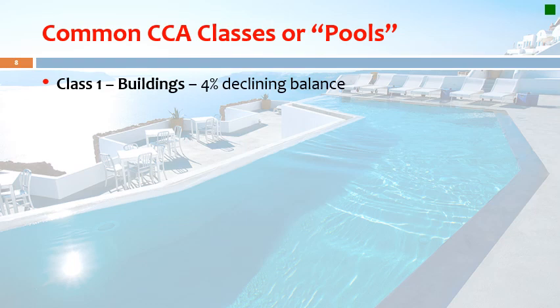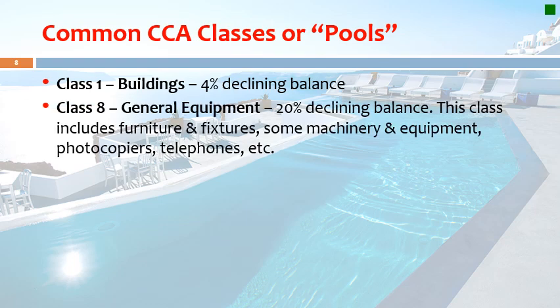The first class I want to talk about is Class 1, which is buildings, and they use a 4% declining balance rate. General equipment like furniture, photocopiers, phones, some equipment, etc. is in Class 8. This has a 20% declining balance rate. I would say that if you're in doubt and you can't figure out where something goes, you should throw it in the Class 8 pool and see if it swims.